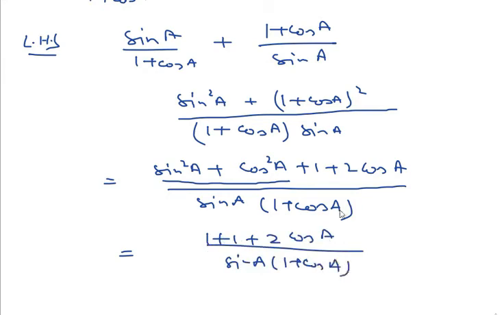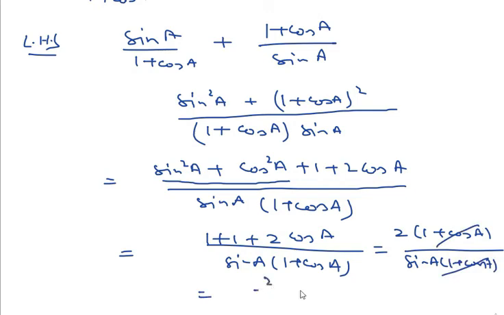1 plus 1 is 2, and we can take 2 common over here. 1 plus cos A upon sin A into 1 plus cos A. You can see the common bracket will be cancelled out. So finally you are getting 2 upon sin A, and 1 upon sin A, you know it is cosec A. So you are getting your right hand side, and this way you are going to prove this.